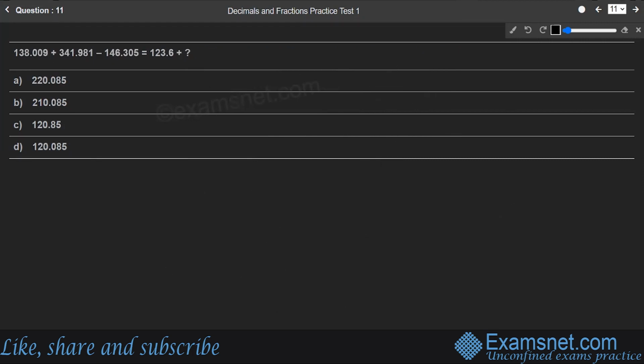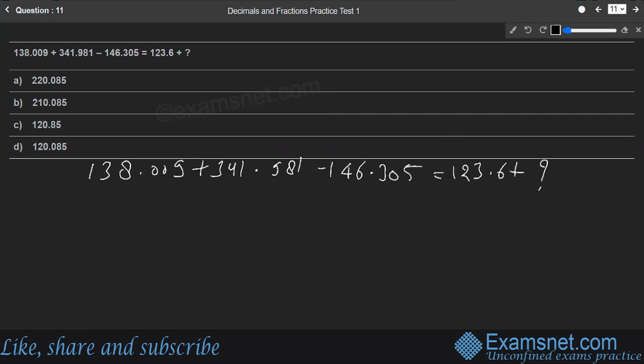Now, in the next one, he says we are supposed to find out this algebraic sum. So the simple way is to solve one by one sequentially. Obviously, there is plus and minus sign given only, so we can operate them. So the expression is 138.009 plus 341.981 minus 146.305 is equal to 123.6 plus the question mark. So clearly we are supposed to solve them algebraically one by one only.